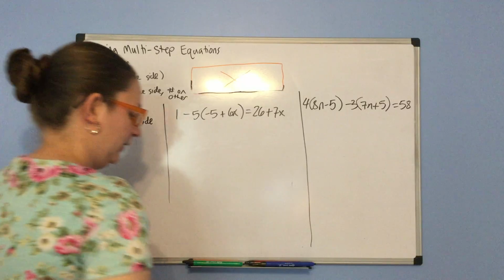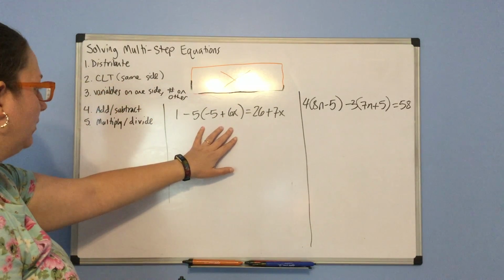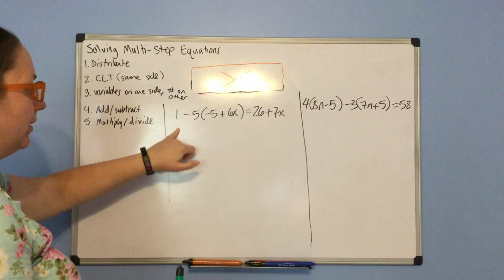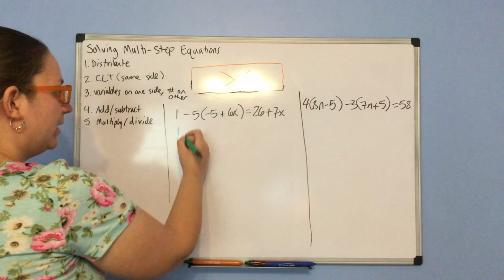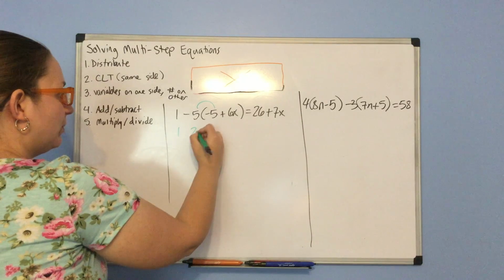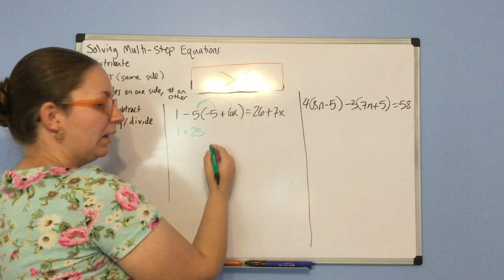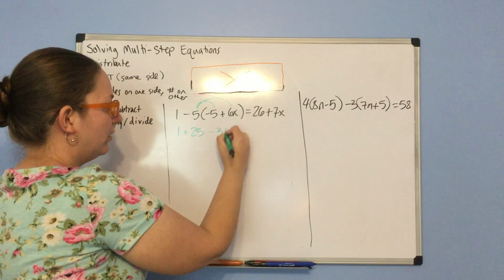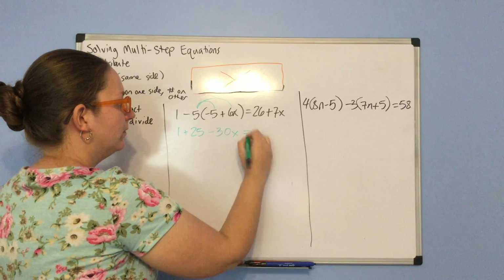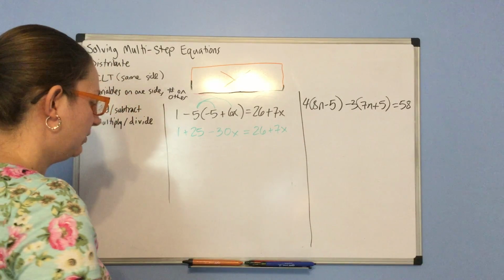Alrighty, let's keep going. So we do have distributing here. We'll definitely start with that. Notice that this 1 is not being distributed, so 1 stays the same. Negative 5 times negative 5 is positive 25, so put a plus sign in front. Negative 5 times 6x is negative 30x. Other side of the equal sign, we didn't change anything, so don't mess with that.